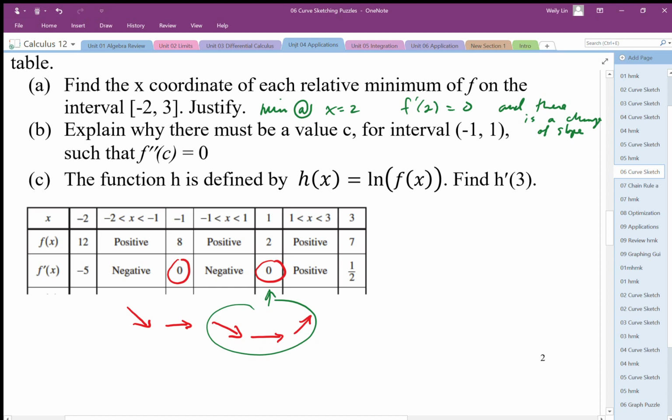So part B says explain why there must be a value c in the interval -1 to 1 where the second derivative is equal to 0. Well, this is kind of implying the mean value theorem. And we can apply the mean value theorem because it says that the function is twice differentiable, so the derivative must be smooth and continuous.